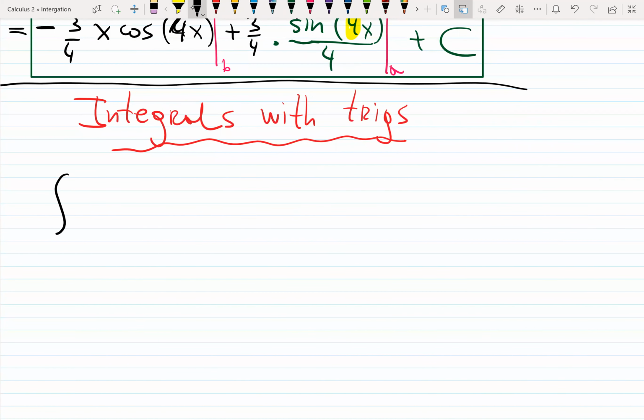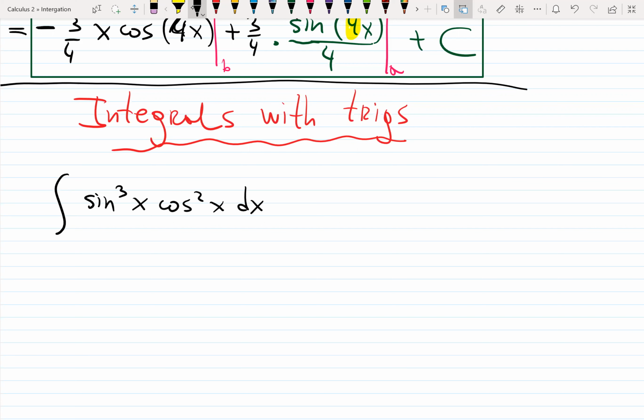Example: what to do if you have sine cube x, cosine square x, dx. How do you integrate that? This is the common strategy to memorize. Unfortunately, you just have to memorize the idea, understand it, and then if you remember it, it's better. You know the derivative of sine gives you cosine, the derivative of cosine gives you sine with a negative though. Then you know that one will be u and the other one will be dv.